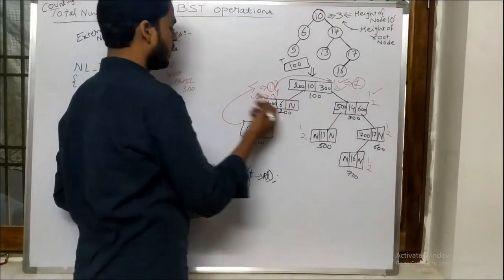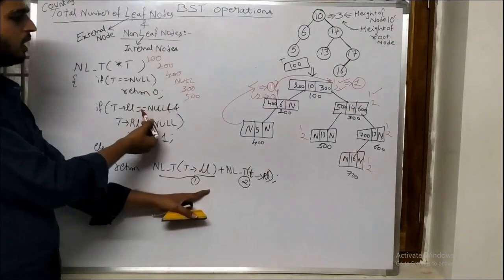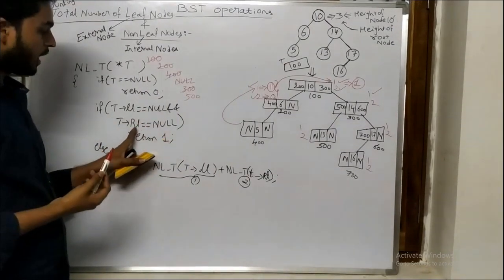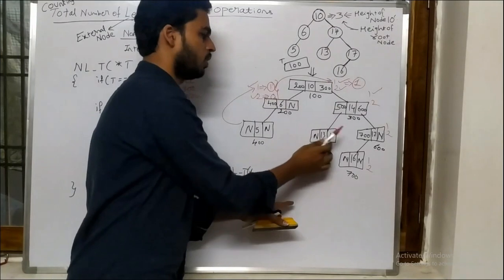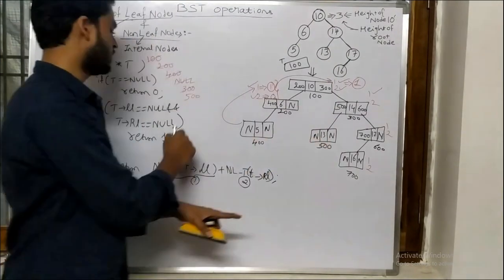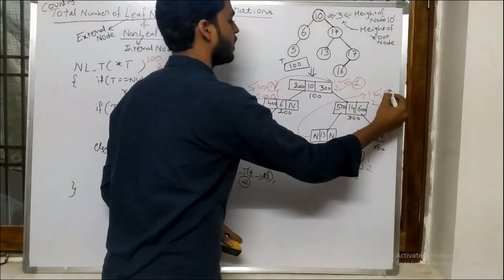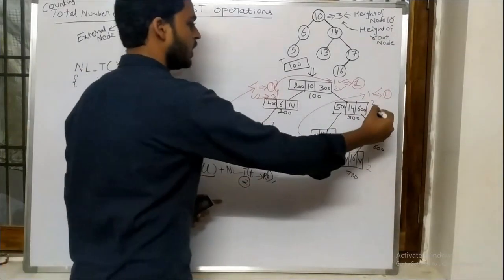300 tends to left link is what? 500. 500 is not null. 500 tends to left link. See here, 500 tends to left link is null and 500 tends to right link is also null. When these two are true, when this condition is true, it is going to return what? It is going to return the value 1 to here. Okay. Then it is going to execute the second statement.